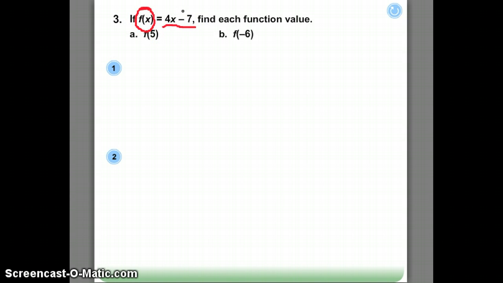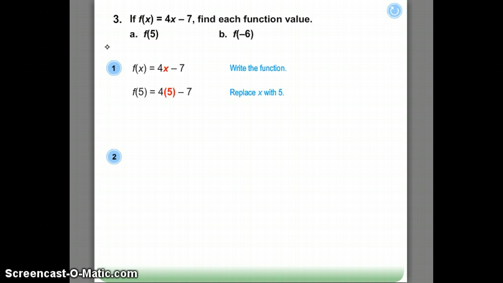To find the value of it, we're given f of 5. What that means is I'm going to take 5 and plug it in for x. All this really tells us to do is to substitute. So I'm going to get 4 times 5 minus 7. Oh my, I apologize for my pen. So let's just go ahead and look here.